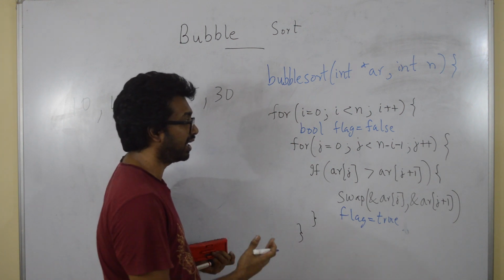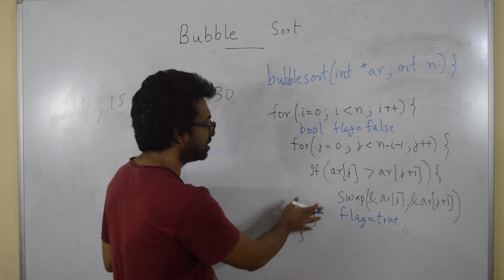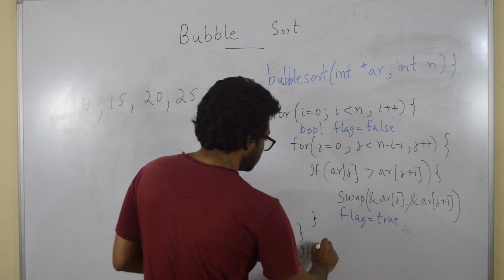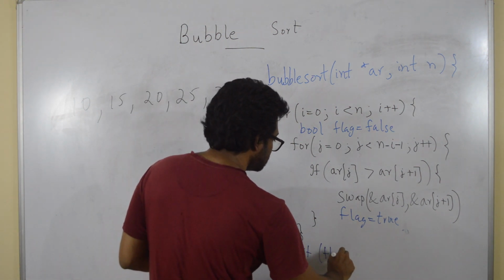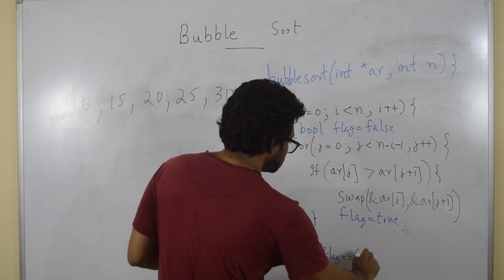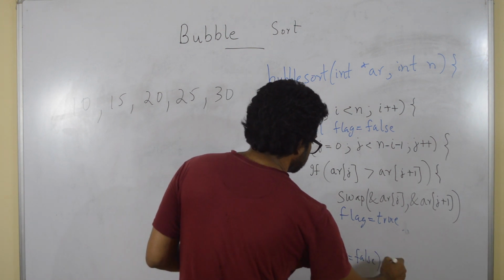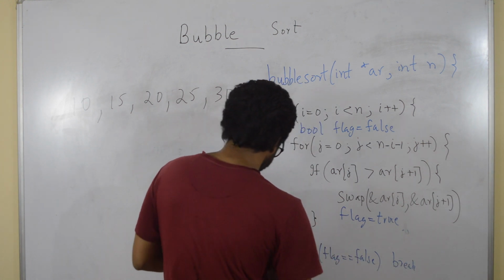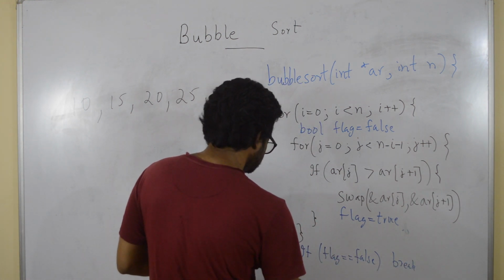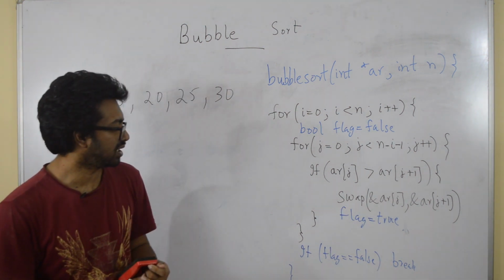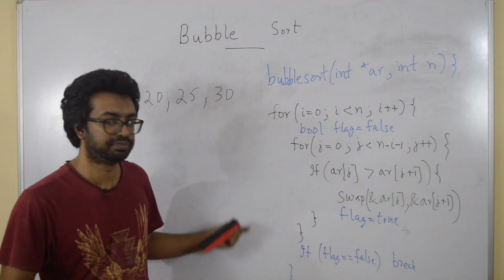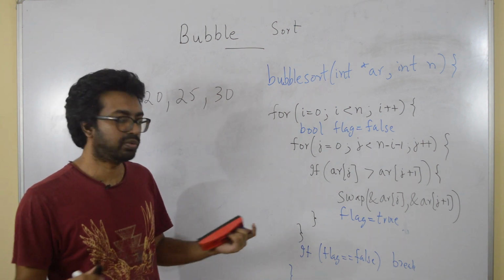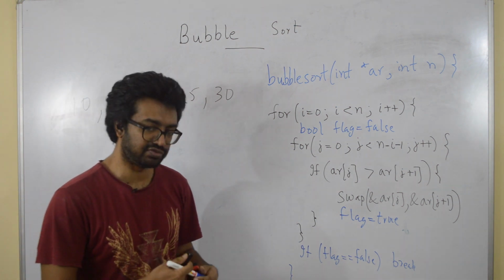If the flag is still false, it means that the swap never happened, so I just check that flag. If the flag is false, I break out of this for loop. It means that no swap happened, and in that case I just break out of the loop.